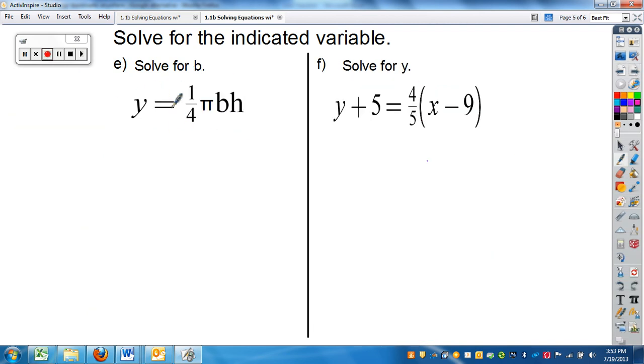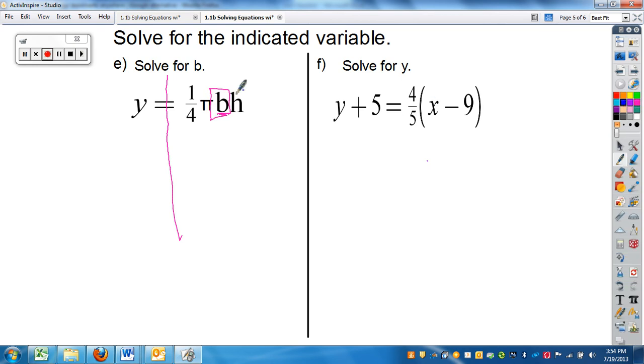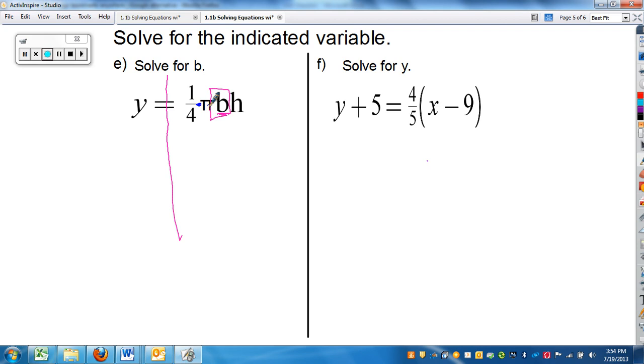So E, our last 2 examples, I want to solve for B. So let's take a look at what we have on this problem. We have 1/4 times, this little symbol right here is pi, which is 3.14159 and so on, times B times H. So what I'm going to do is this all in kind of one step. Since these are all multiplication, I need to divide by everything I don't want. I don't want the 1/4, so I'm going to divide by 1/4. I don't want pi, so pi divided by pi simplifies it. Opposite of multiplying by H is dividing by H.